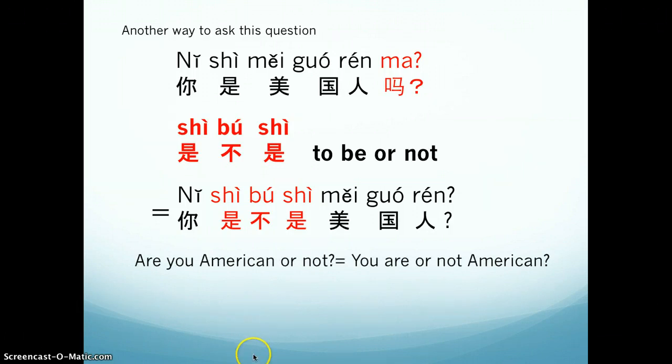So you can see the meaning here. So 你是美国人吗 equals to 你是不是美国人？I know you guys don't say English like this way, but this kind of structure is very, very common in China. So make sure you understand it. You can say it also.